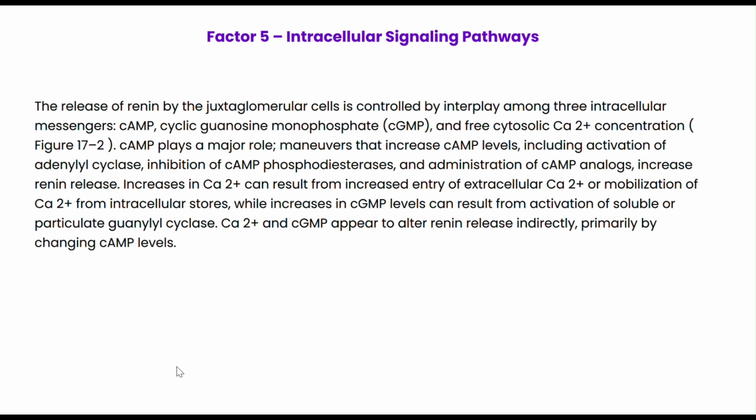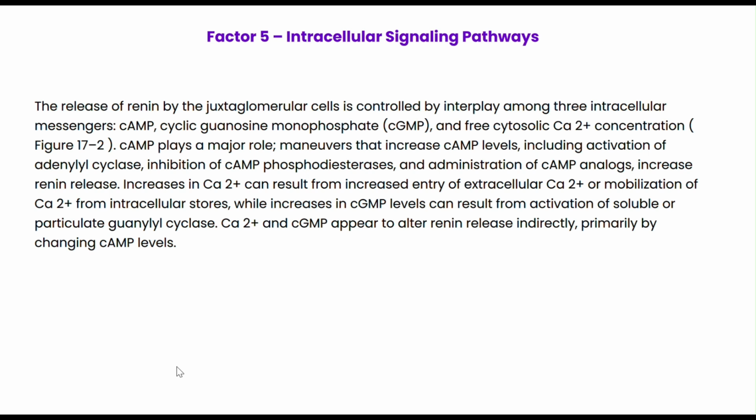Now the third one is calcium. So calcium acts as a brake system for renin release. When calcium levels inside the juxtaglomerular cells increase, renin release is inhibited. High calcium can come from the influx of calcium 2 plus into the cells or its release from the intracellular stores.